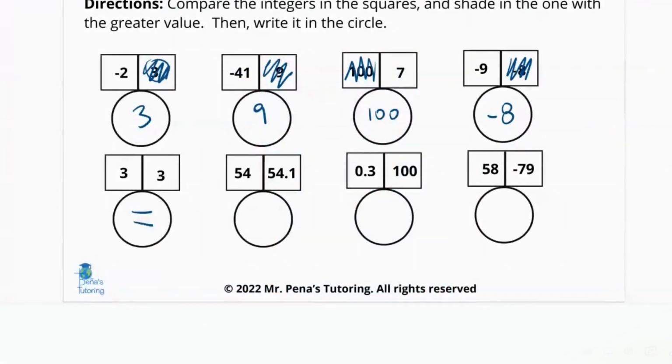This time we're just going to put an equal sign because they have the same value. None of them are the greater number. 54 and 54.1. 54.1 is the greater number. 0.3 and 100. 100 is the greater number. And last but not least, 58 or negative 79. 58 has the greater value. 58 is the bigger number.